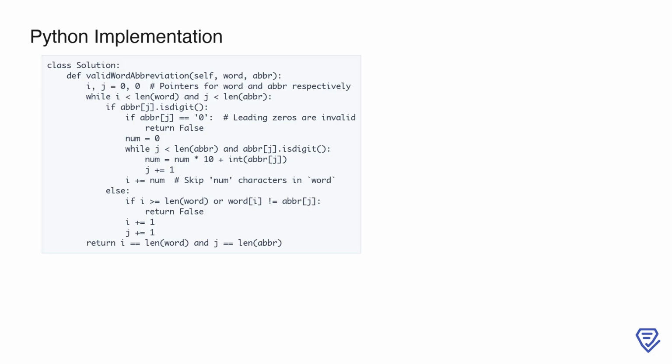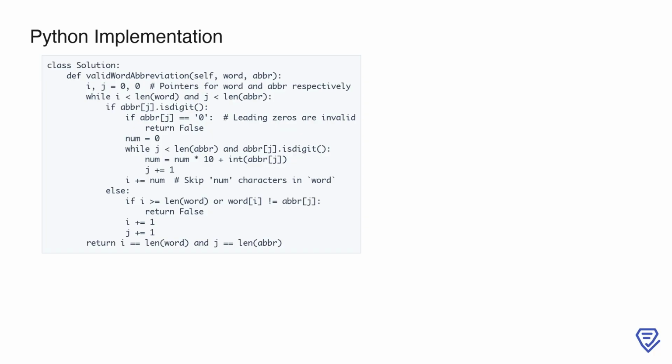This Python implementation solves LeetCode problem number 408, Valid Word Abbreviation. The goal is to determine whether a given abbreviation abbr is valid for a given word. The approach uses a two-pointer technique, one pointer, i, for word and another pointer, j, for abbr. First, we initialize i and j to 0. These pointers traverse through word and abbr respectively.